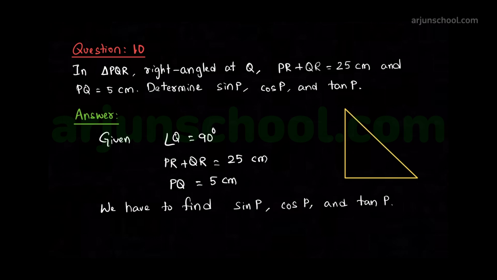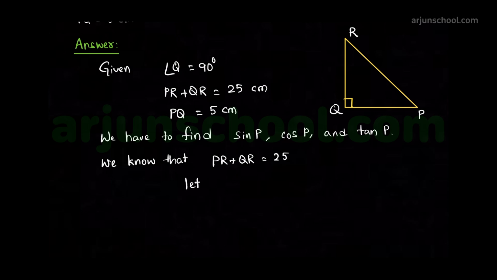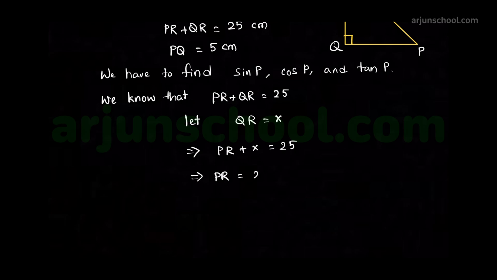First, let us identify the sides in the right triangle. Since angle Q is the right angle, the side opposite Q is the hypotenuse. So, hypotenuse is equal to PR. We know that PR plus QR is equal to 25. Let QR be x centimeters. Then PR is equal to 25 minus x centimeters.